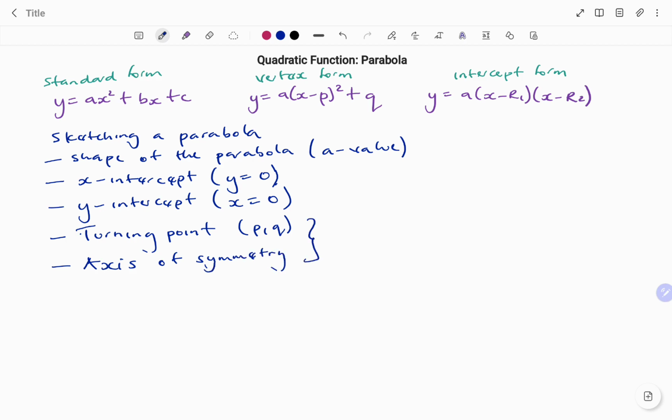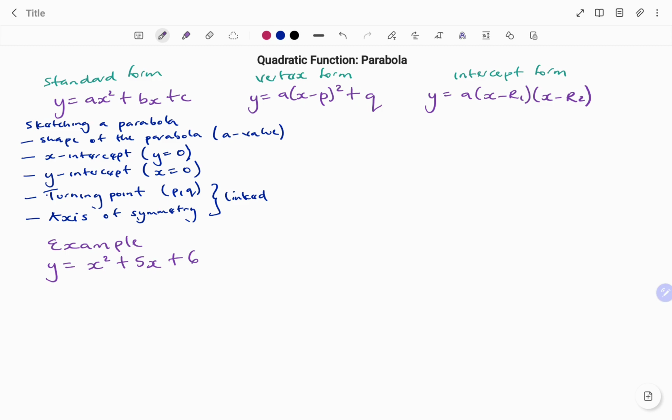And these two are linked. Let's look at an example quickly. The first example: if I'm to sketch the parabola y equals x squared plus 5x plus 6, the first point I need to note when sketching my parabola is the value of my a. In this example, a is 1, and that means a is greater than 0. So therefore, the shape of my parabola is going to be a smiley face.